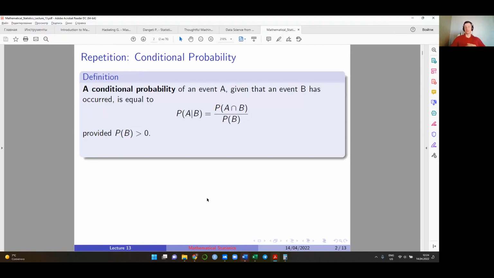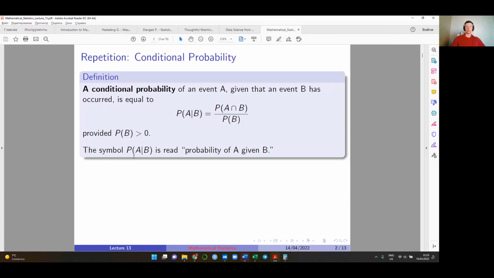So first of all, let's repeat what is the conditional probability, because we really need to understand this concept and we really need to remember this concept today. So conditional probability is calculated in the following way. A conditional probability of an event A given that an event B has occurred is equal to, so here in the numerator we have a probability that both A and B occurred together. And in the denominator, we have the probability that B occurred unconditionally. So, of course, this probability must be greater than 0, because we cannot divide by 0.